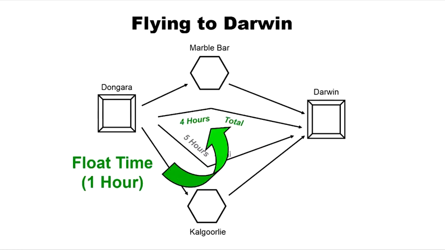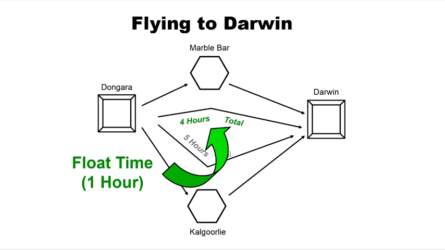There's an extra hour there, float time. You'll also see that written as slack time. So what is this float time all about? Float time is the extra time that's in some of the shorter strings of tasks, because they're not going to take the whole 5 hours. This doesn't take the whole 5 hours. It takes only 4 hours. There's an extra hour.